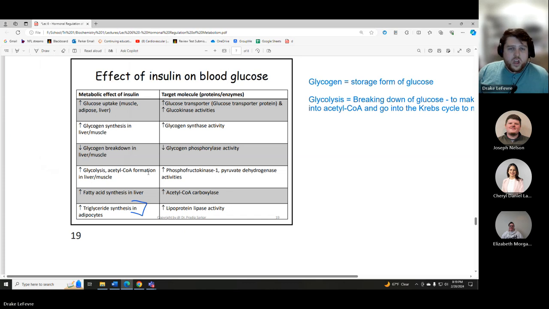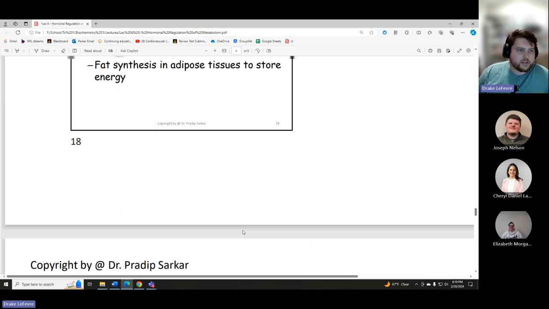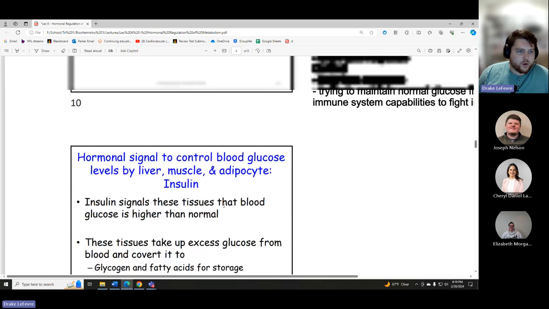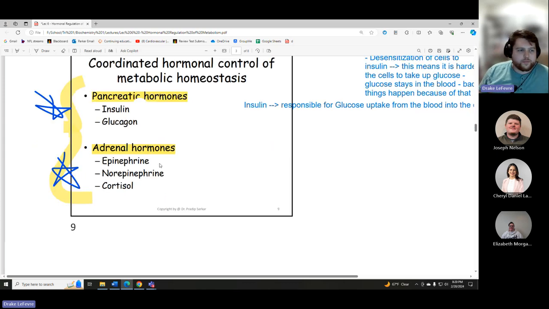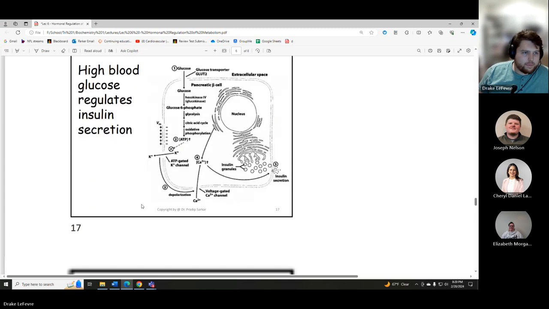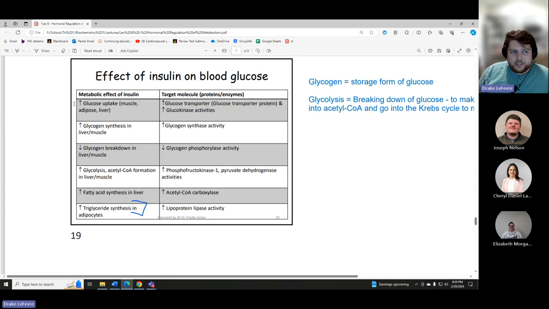Okay. And so what's cool, this is all insulin. When we increase the amount of insulin that we have, all of this stuff happens. So if we look at the other side of the coin, we have glucagon. Literally what we do is we take everything that happened with insulin and flip it. Everything that's happening with insulin, the opposite happens with glucagon. So with glucagon, all the way back down here, we have decreased glucose uptake. We have decreased glycogen synthesis. We have increased glycogen breakdown, decreased glycolysis, decreased fatty acid synthesis, and decreased triglyceride synthesis in adipocytes.